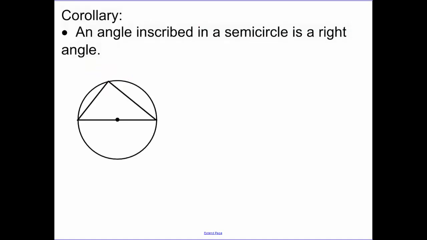A corollary to this: an angle inscribed in a semicircle is a right angle. Meaning if you have an angle where it intercepts a diameter, we know that diameter there is 180 degrees. We know this angle measure is half the measure of that arc, so that's why this is a 90-degree angle.